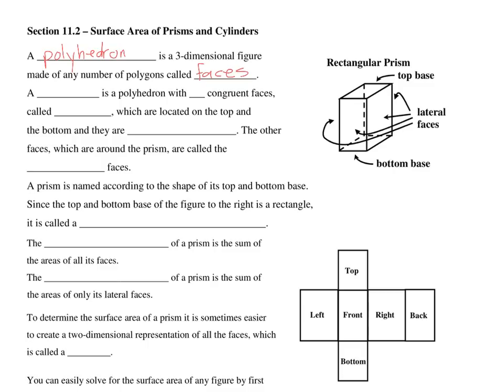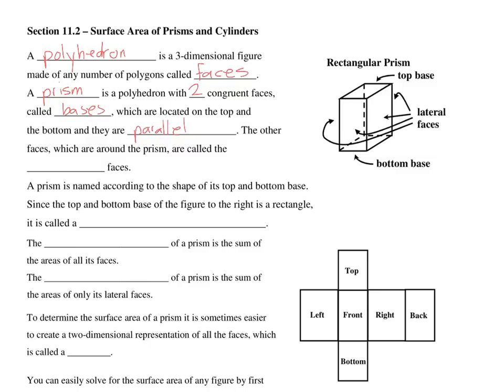Now, a prism is a polyhedron with two congruent faces called bases, which are located on the top and the bottom, and they are parallel. All right, so that's quite a bit of terminology there. So let's go over to the diagram to the right.